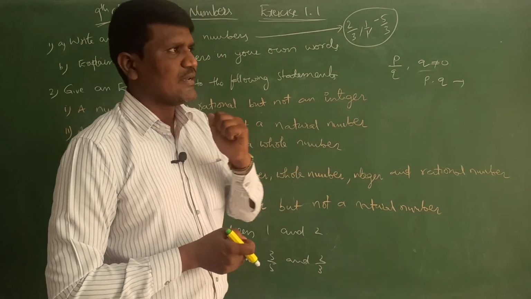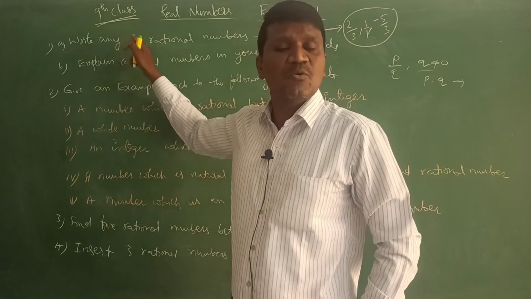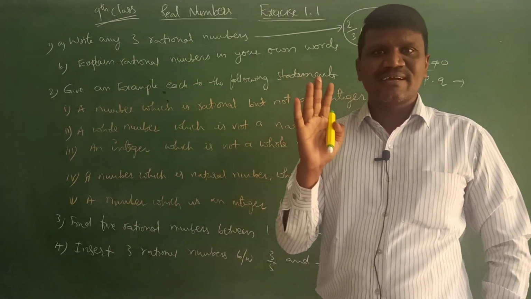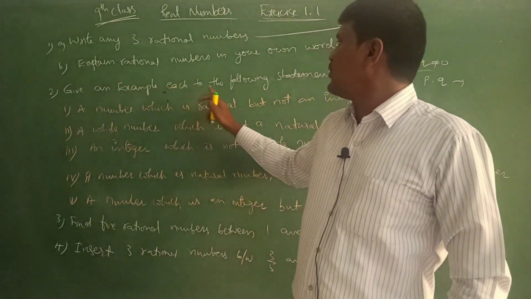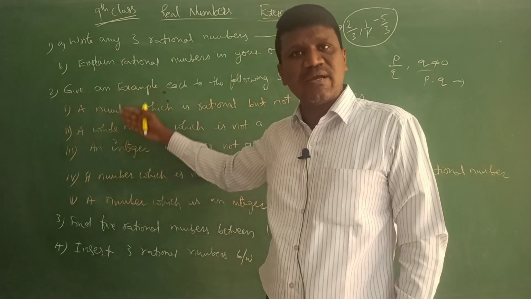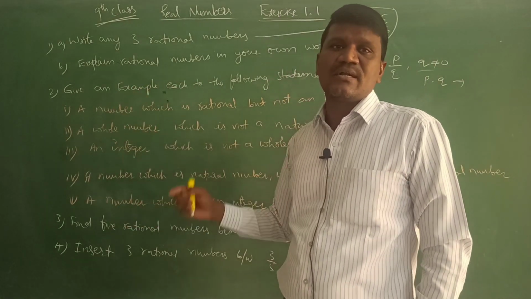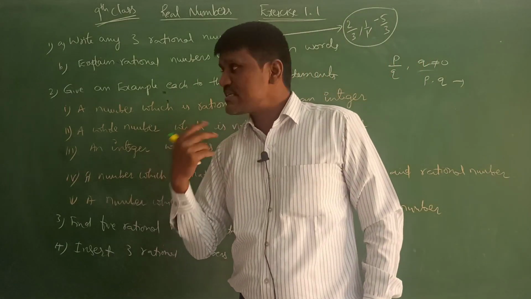Okay students? Right. Next. The second bit, this is the first bit. I hope all of you have understood, right? Okay. Next one is give an example each to the following statements. So here they have given 5 statements. For each and every statement, you should give one example. Let's see. What is the first one?